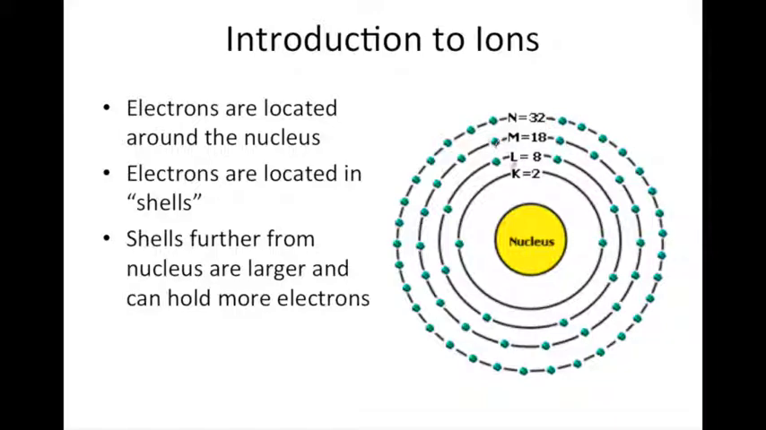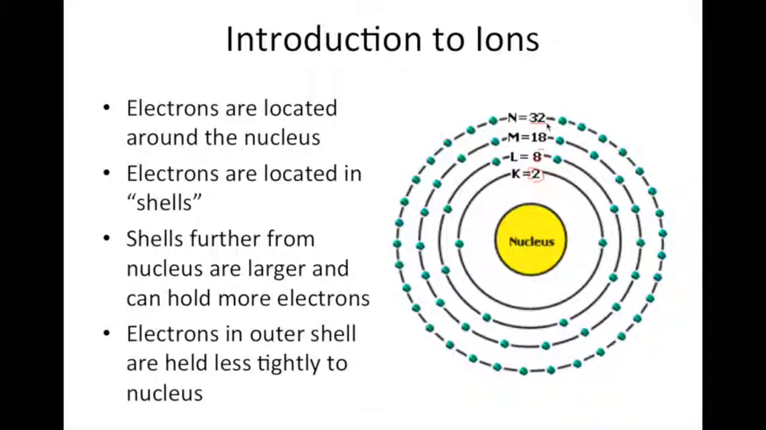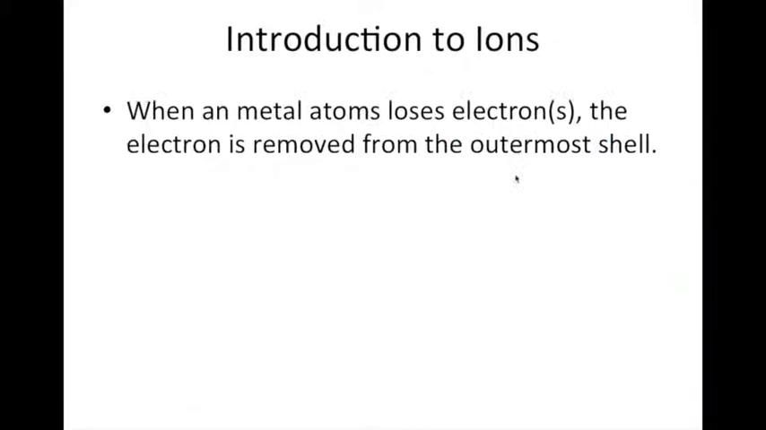The further the shells get from the nucleus, the bigger they are and the more electrons they can hold. So each shell can hold a certain number of electrons. The first shell can hold 2, the next one 8, 18, 32, and this will be discussed in more detail later in a future chapter. And electrons in the outer shell are held less tightly to the nucleus. So the further electrons get from the nucleus, the less of an attractive force they feel towards the nucleus.